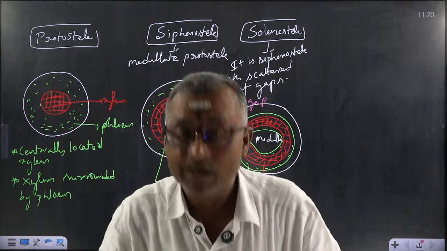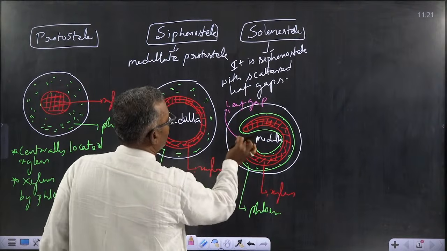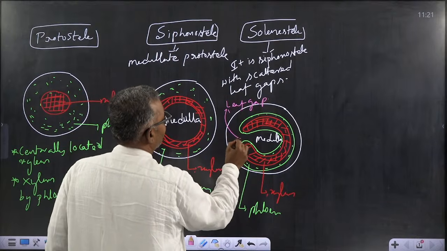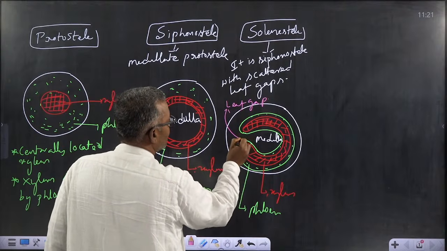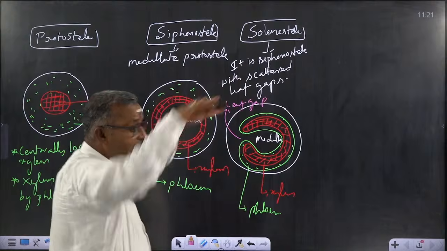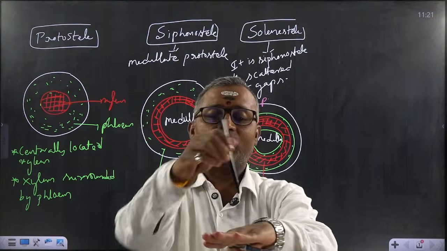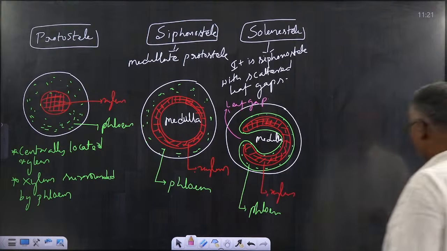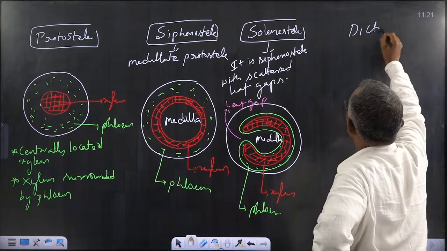Wherever the leaf originates, there the stele is broken like this. That means here you cannot find the vascular tissues, at the place where the leaf is originating. Now this region where the vascular tissues do not exist is called leaf gap. Now this plant will have scattered leaf gaps. That means leaf gaps are present at different locations, here, here, here, here. Diagrammatically we will be representing like this. Next, the last one, dictyostele.